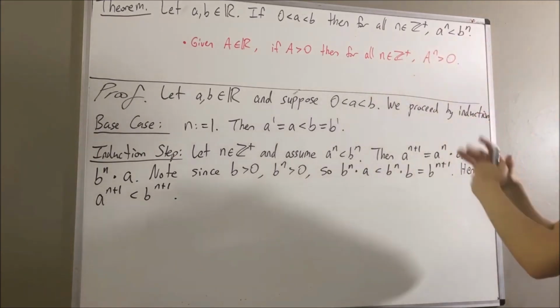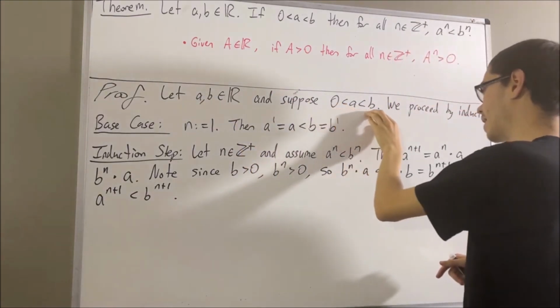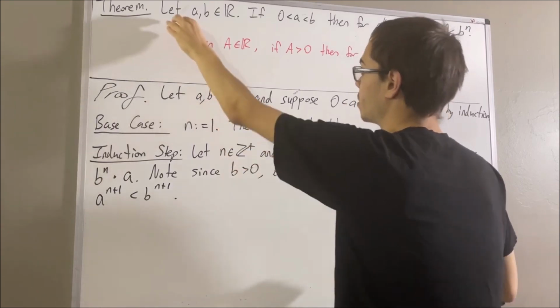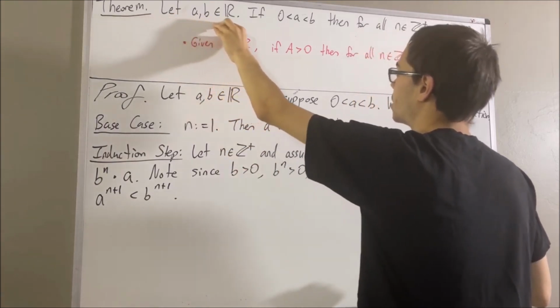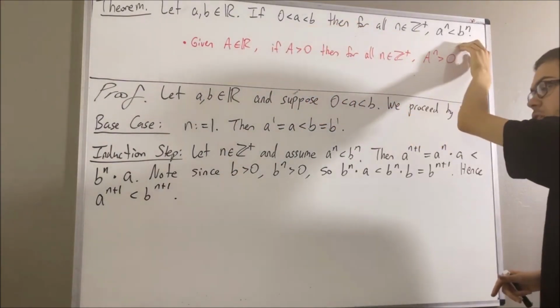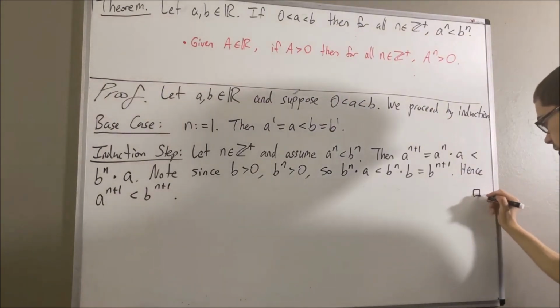And so putting this all together, we give ourselves arbitrary real numbers a and b, where 0 is less than a is less than b. Since a and b were arbitrary, this means we have shown that given any two real numbers a and b where this is true, we have that this is true. So we have proven the theorem. So this completes the proof.